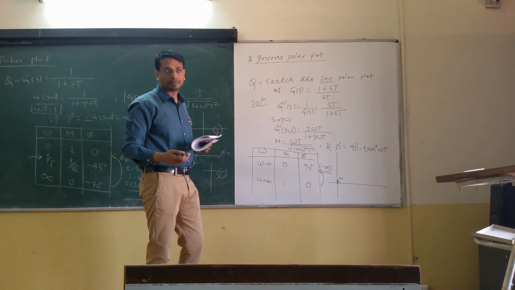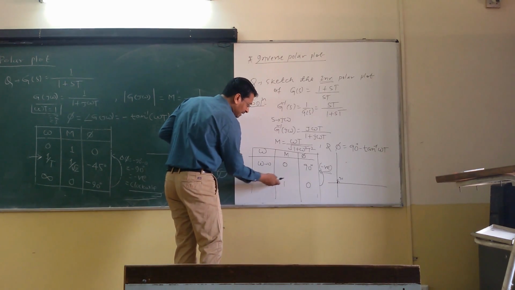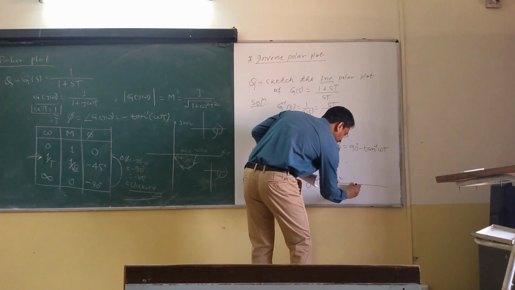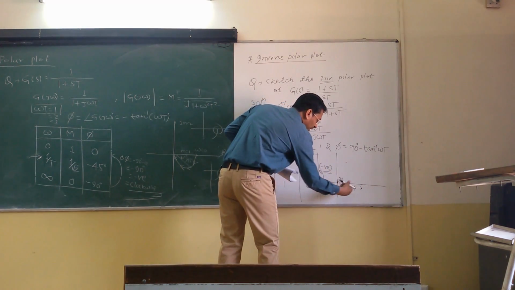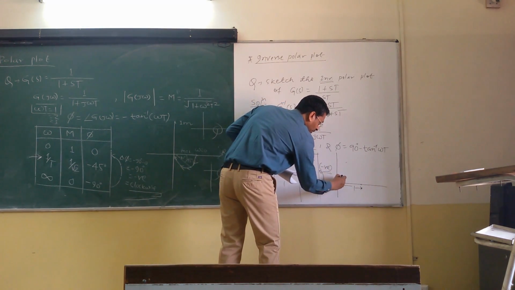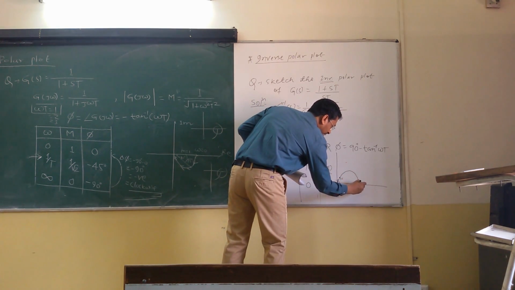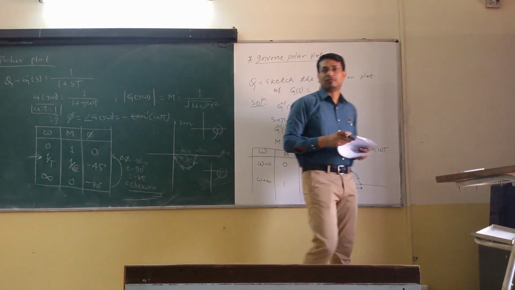That is negative. Correct? Now, at omega tends to infinity, the magnitude is 1. Suppose here M is equal to 1, up to here. The magnitude is 1 and the angle is 0 degrees, and the movement is negative. So your graph will move like this and go smoothly like this. Correct? So this is your inverse polar plot.